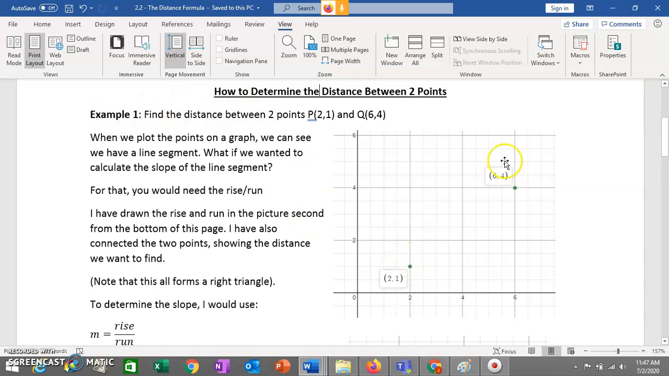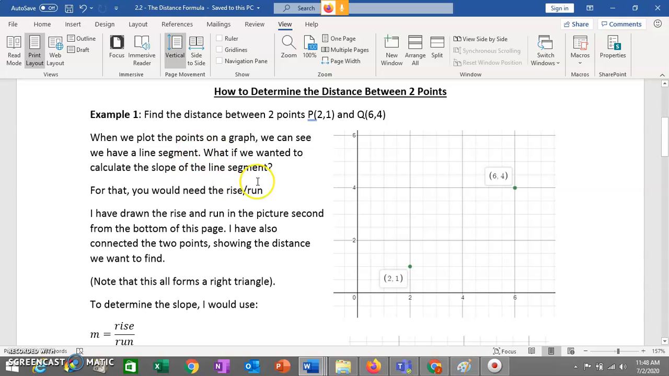We have 2 points on a graph, here and here, P and Q, and we want to find how far it is between them. So what is the actual distance between them? I'm going to go over how you would do this without a formula to start, how you can just use what you know to get the formula, and then we're going to actually solve the problem.